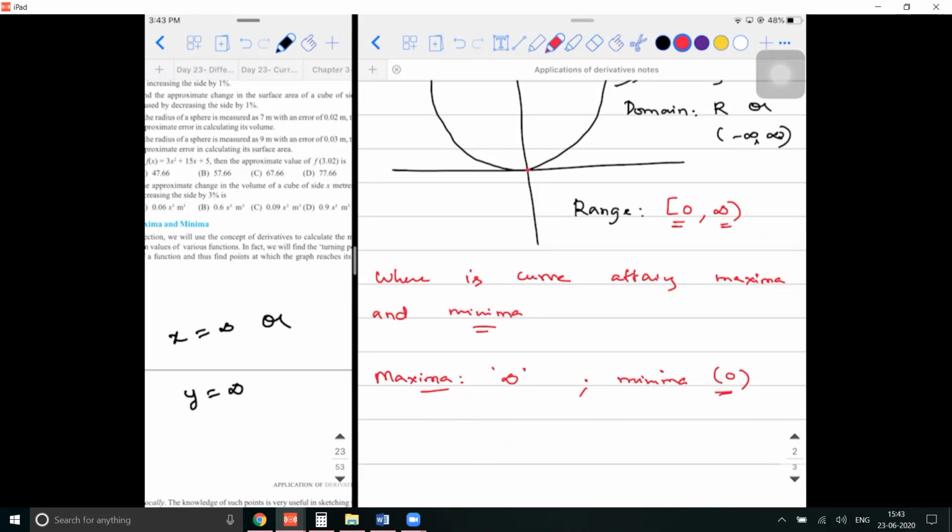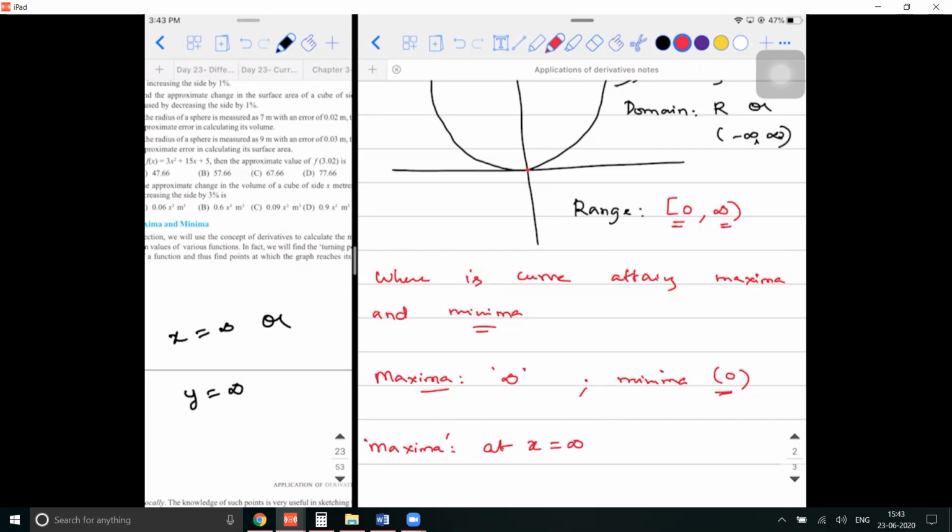It is x is equal to infinity. So when they ask you where is the minimum attained, it means what is the input value you're supposed to give so that the function's value is the least value.